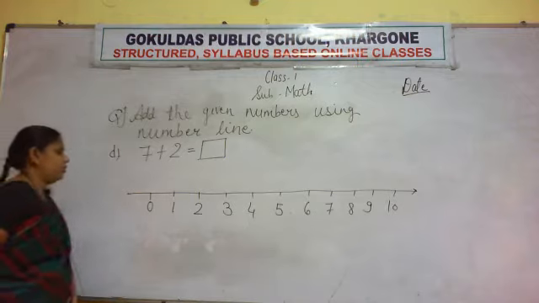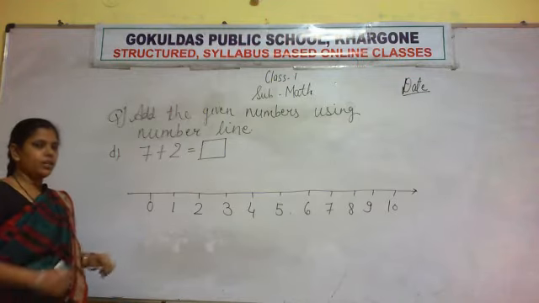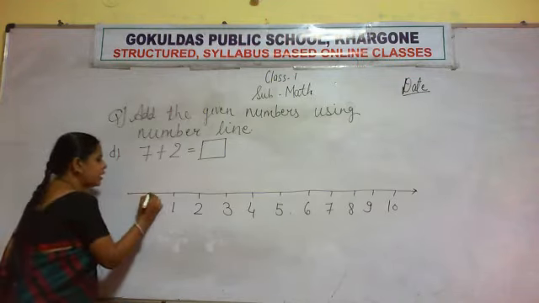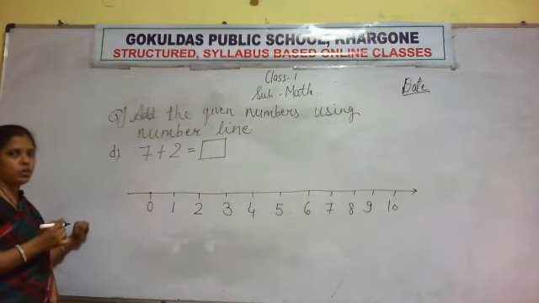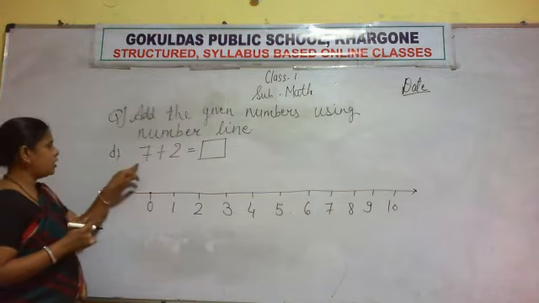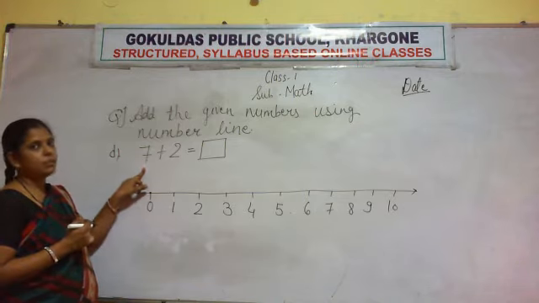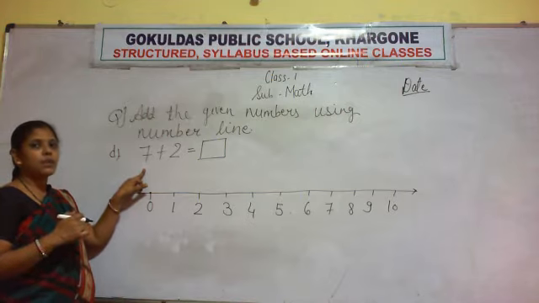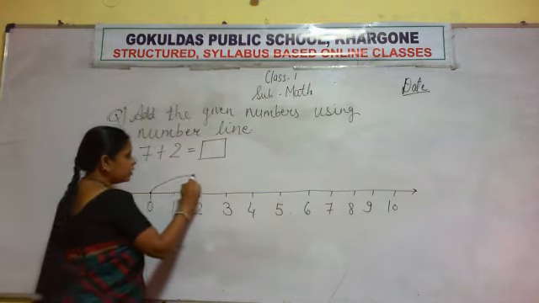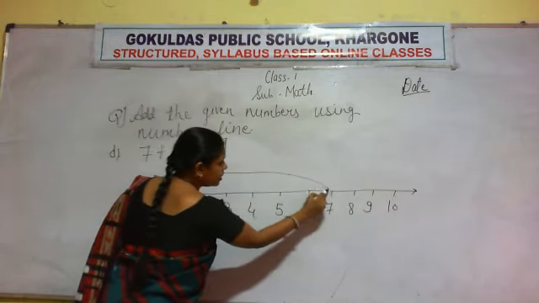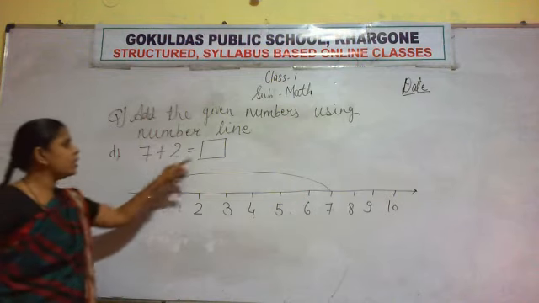Okay, now start solving the question with me. First we are at which number? First we are at number 0. Now we have to jump from 0 to the first given number. So what is the first number given here? 7. The first number given here is 7. That means we have to jump from 0 to number 7. Where is number 7? This side. So we jump from 0 to number 7.